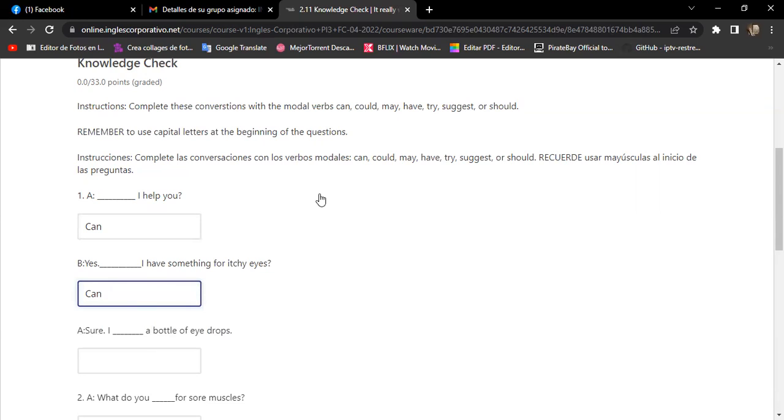Yo ya avancé en ese ejercicio y la primera es May. Sí, eso le iba a decir, ¿verdad? Que le salió mal. Ok. Lastimosamente, quien hizo esta plataforma no dejó opciones. La puso a su criterio. Pero recuerden lo que les estaba explicando ahorita. Can, could y may. ¿Cuándo es pedir permiso? It's the same thing. Uh-huh. Yes. So, can I have something for itchy eyes?